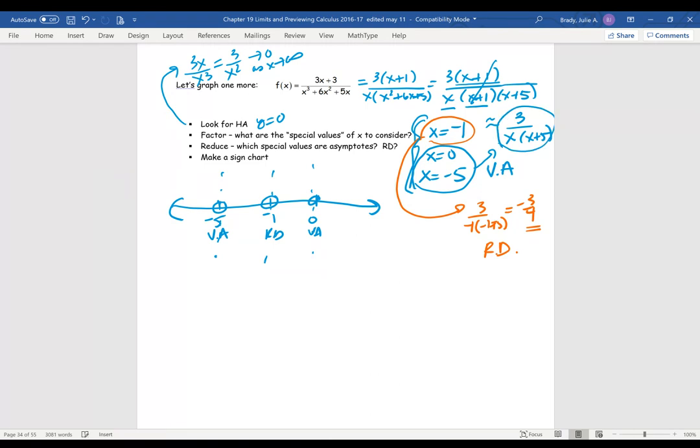So let's make our template: 3 over 2 factors.